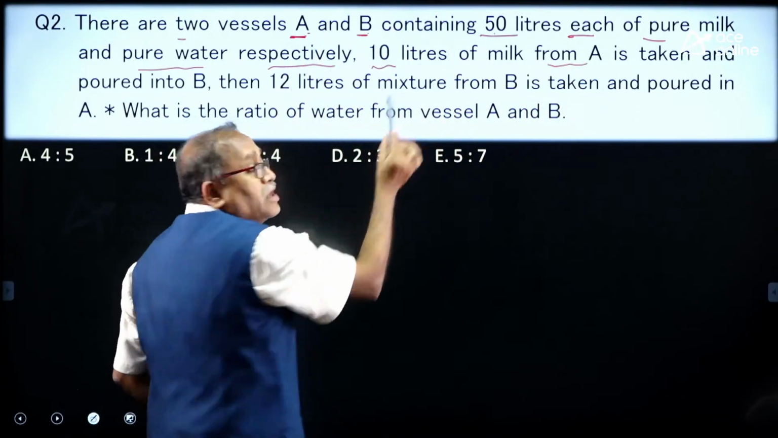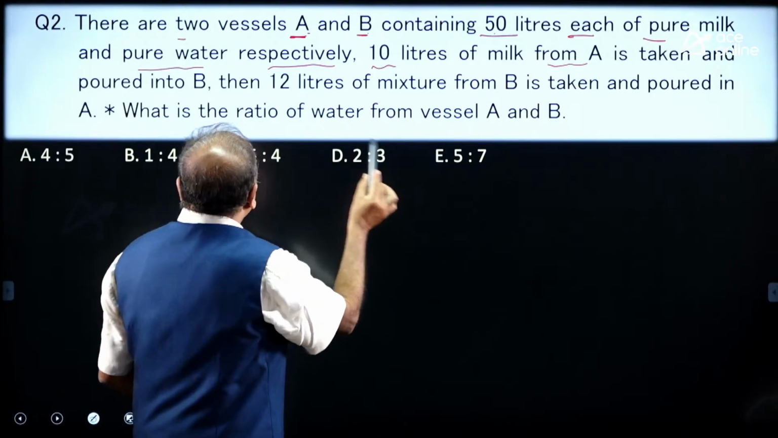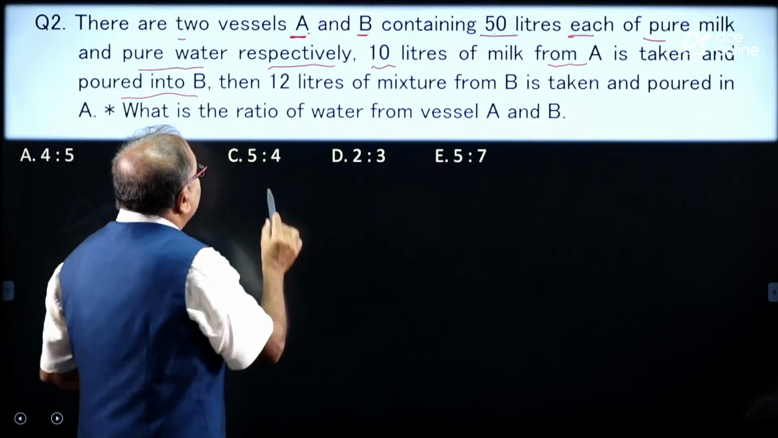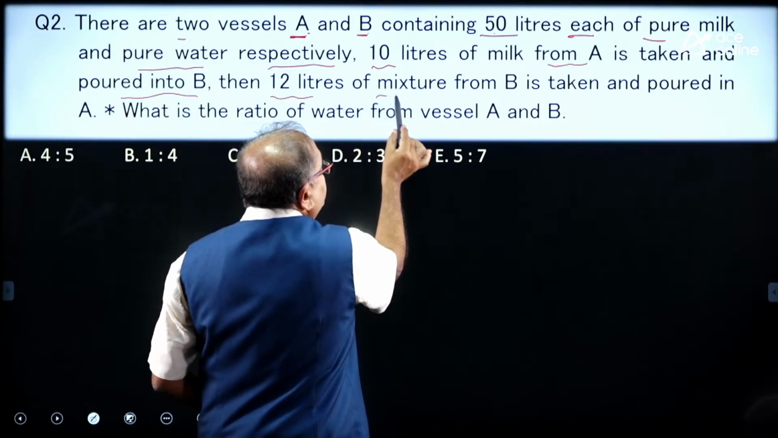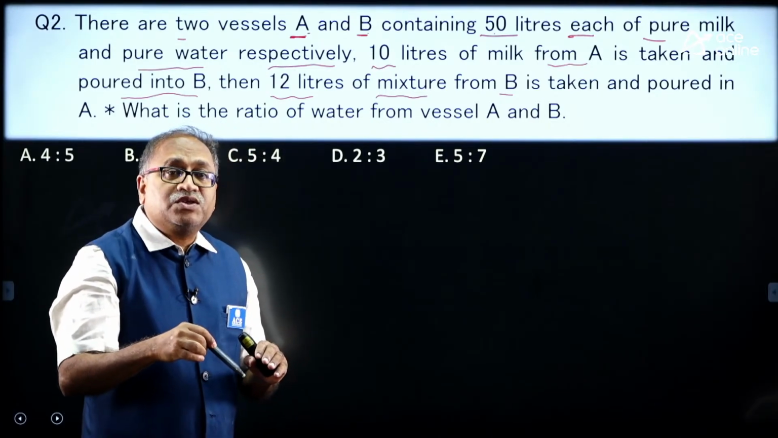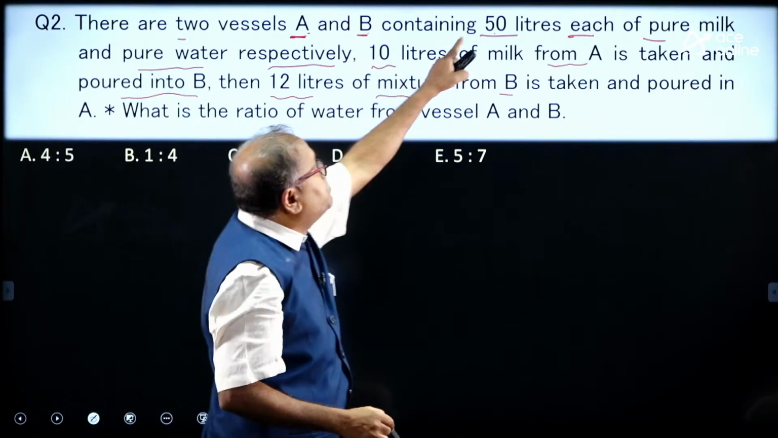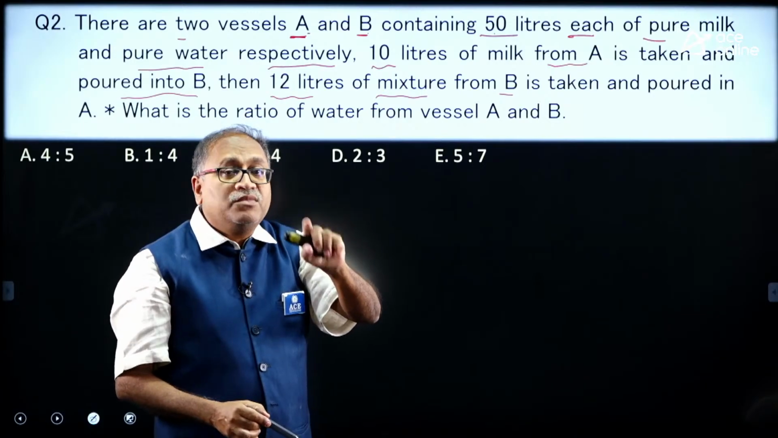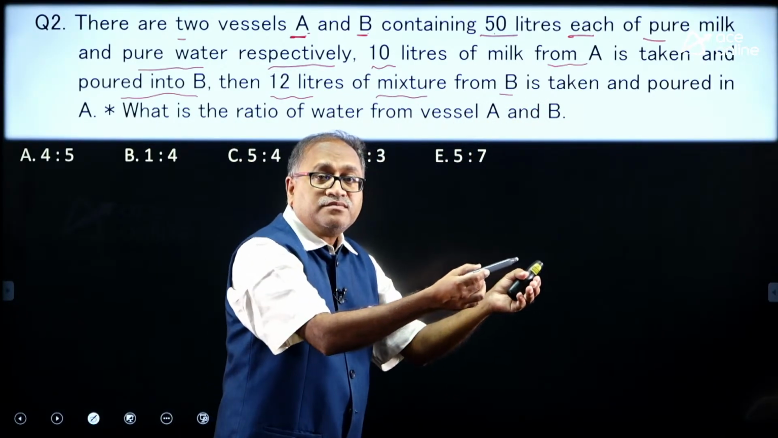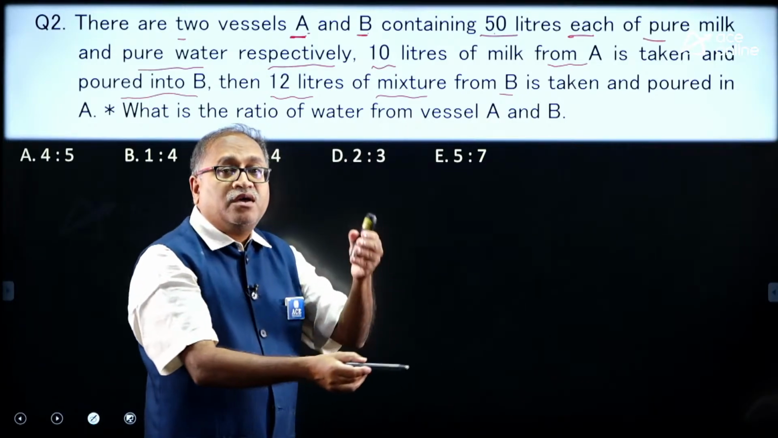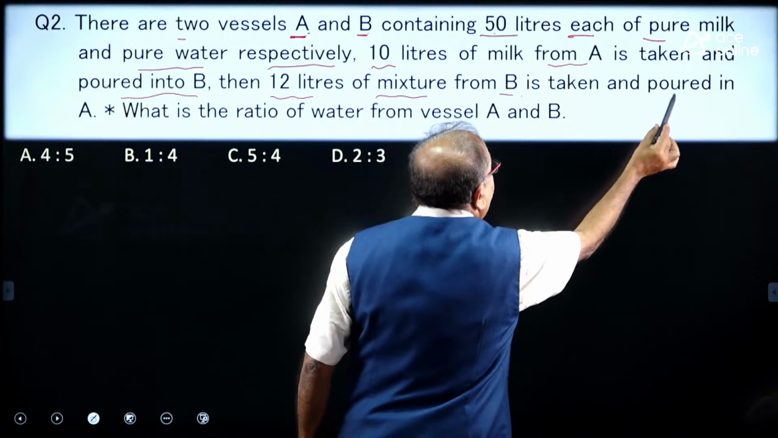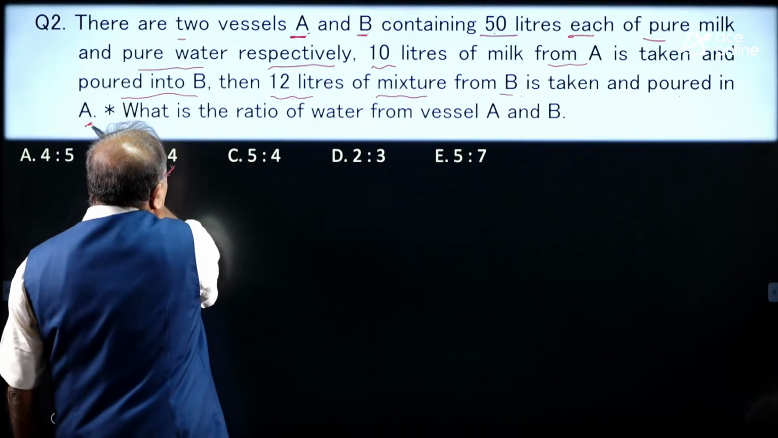out. A is full of milk, 50 liters. The 10 liters is taken out and poured into B. The next 12 liters of mixture from B is taken. Now, why is it a mixture? Initially only 50 liters of pure water was there, but because you poured the 10 liters of milk in B, it has become a mixture of water and milk. So, again 12 liters of mixture is taken from B and poured into A.